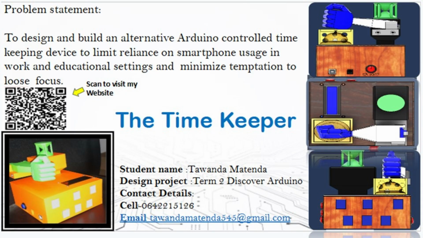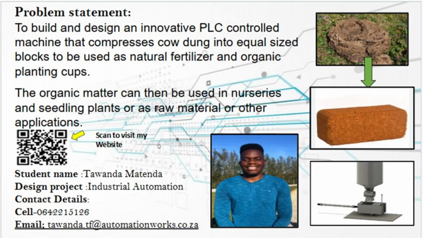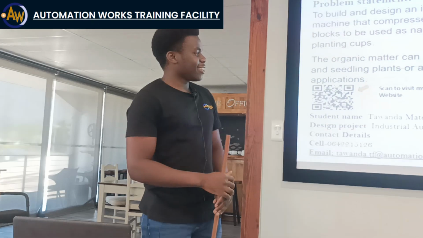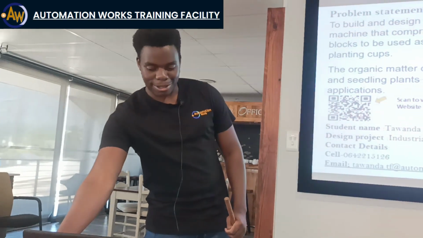And in the second term, where we explored Arduino programming, I designed a device I called the timekeeper to help with time management. And in the third term, where we focused on industrial automation, I designed a machine that can compress semi-dry cow dung into equal-sized blocks to be used as raw material for applications such as building or making all sorts of products by using the cow dung as raw material.